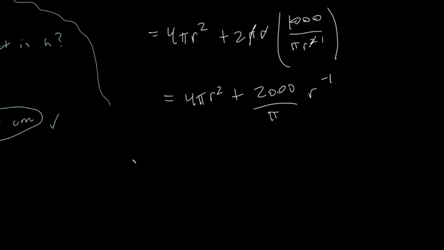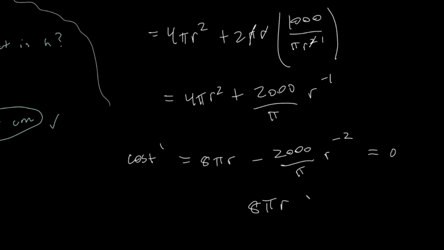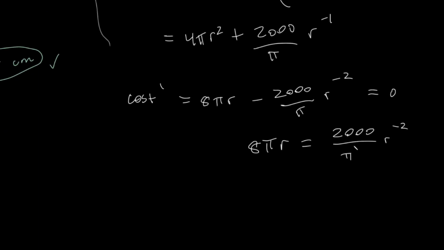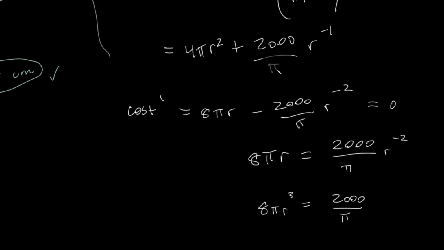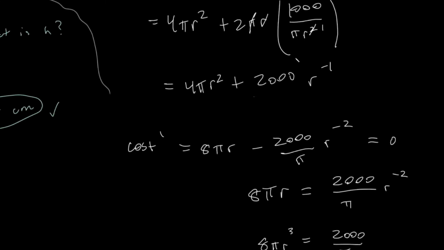Let's go ahead and differentiate this. So cost prime. So I get 8 pi r minus 2,000 over pi times r to the negative 2. I want to set this equal to 0, so I'm going to move this to the right. 8 pi r equals 2,000 divided by pi r to the negative 2. I'm going to multiply both sides by r squared, so I get 8 pi r cubed equals 2,000 divided by pi. These pi's cancel, don't they? And that's what MK is asking. They do, they do.